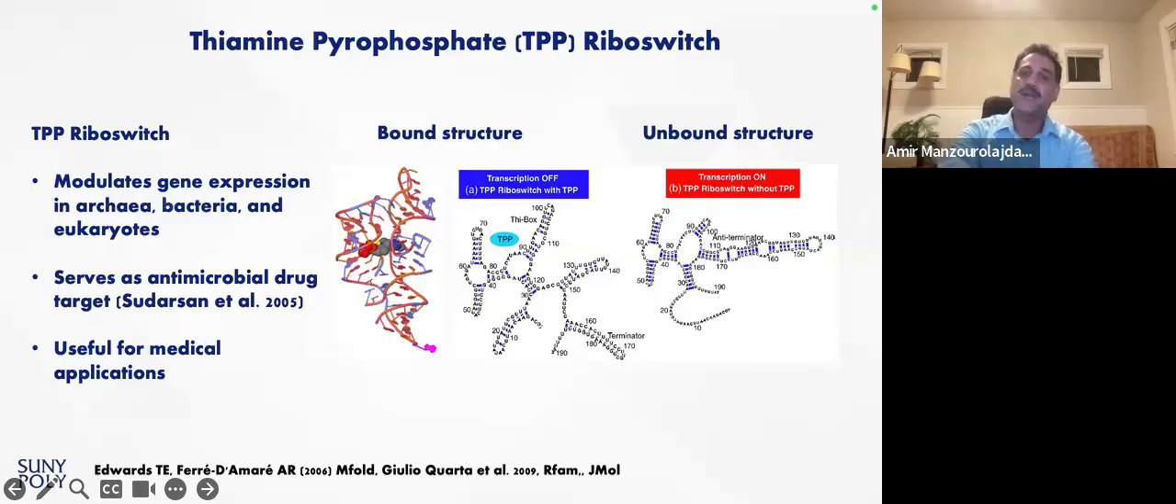So why TPP riboswitch? Well, TPP riboswitch is the only riboswitch that has been seen in eukaryotes as well. It performs gene expression by being exposed to the thymine pyrophosphate ligand, which is an active form of vitamin B1. And this is the 3D crystal structure that is resolved. When the TPP is not available, the RNA has another structure and it performs a different task. TPP riboswitch also serves as an antimicrobial drug target and is useful for medical applications, all of which are reasons why we focused on the TPP riboswitch. It's also used as a classic riboswitch historically.